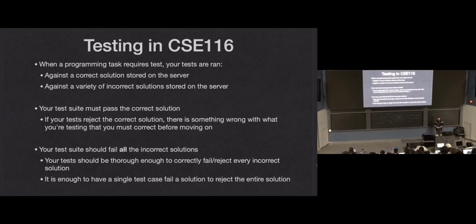If your tests pass in AutoLab, you're good on the correct solution, you're good on all the incorrect solutions. It doesn't necessarily mean your testing is complete or robust or thorough. It just means that it was enough to pass AutoLab. It was just enough to reject those specific incorrect solutions.